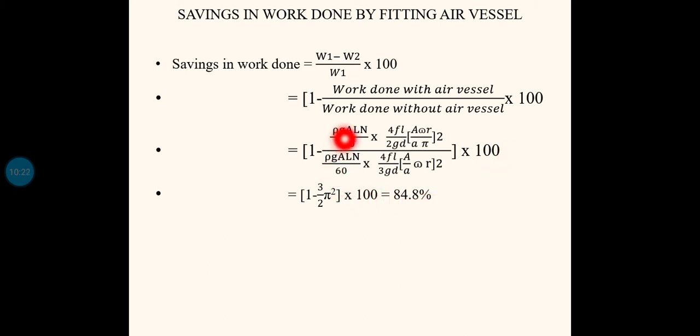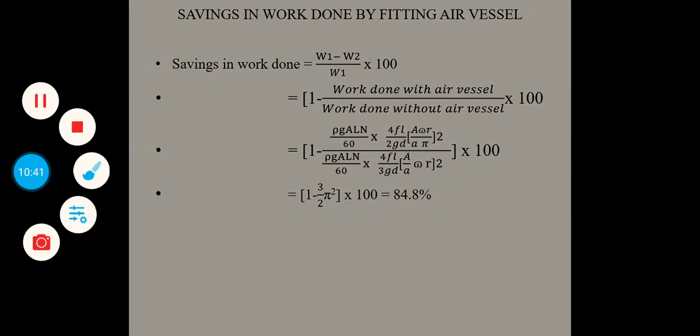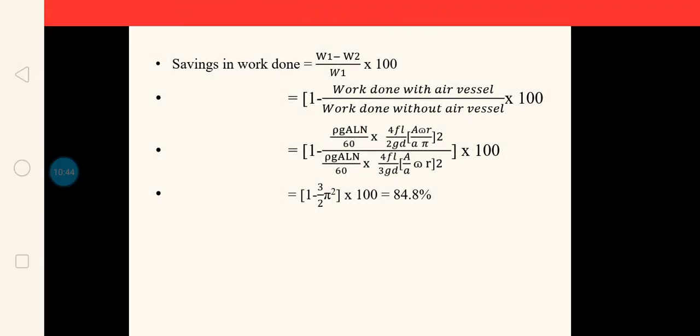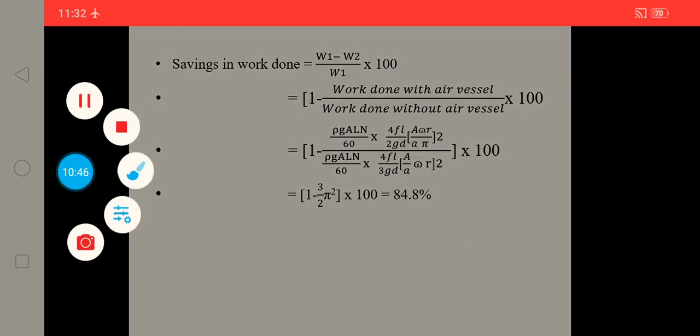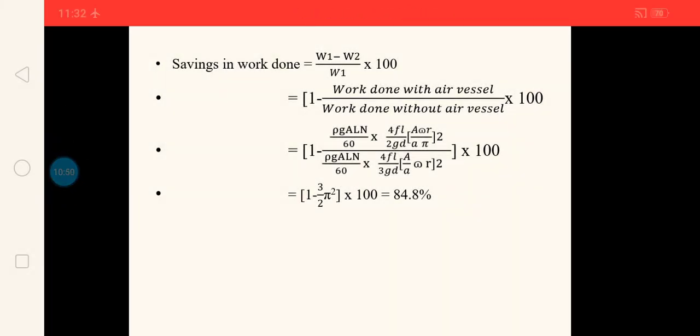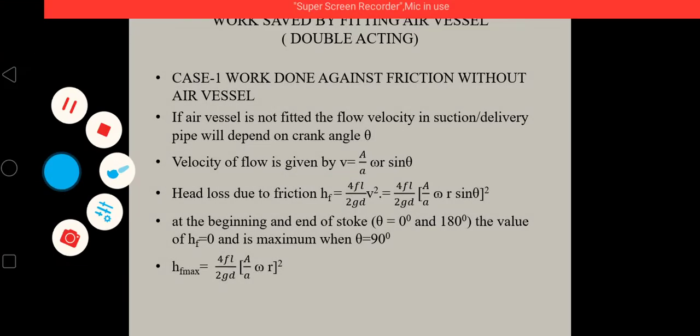So this term and this will get cancelled. Most of the other terms here are constant. Simplifying all other terms, the remaining term will be 1 minus this entire term, which becomes 3 by 2 into pi square, into 100. Substituting pi equal to 3.14, you will get it as 84.8%. So by fitting an air vessel in the single acting pump, this much work can be saved. That is the importance of fitting an air vessel in the single acting pump.